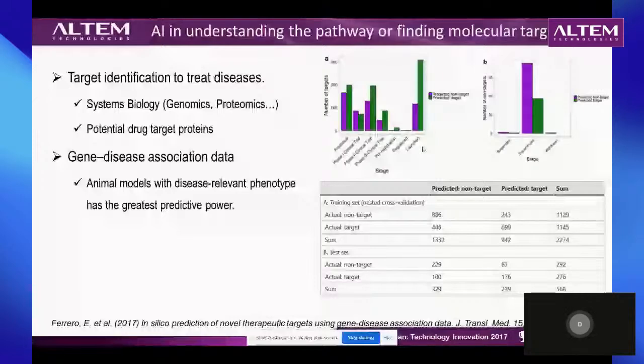So predictors, say maybe a training set needs a cross validation, and they'll be getting non-target, target, what is the sum, and test set, non-target, target. So whatever data you're trying to get will go for a cross validation, and then we'll be evaluating your results. In this way, you can understand the pathways, or you can identify the molecular targets.